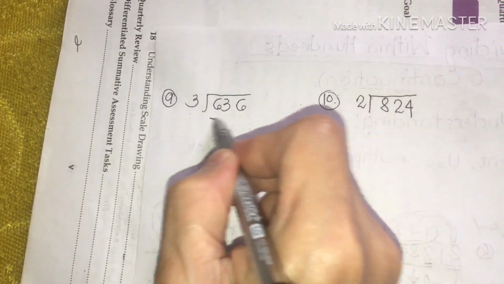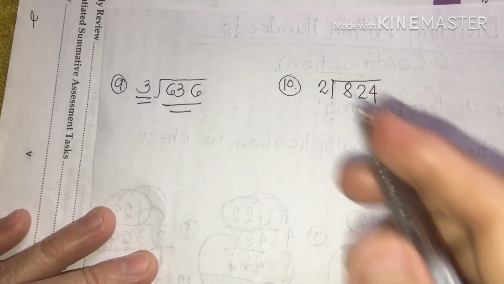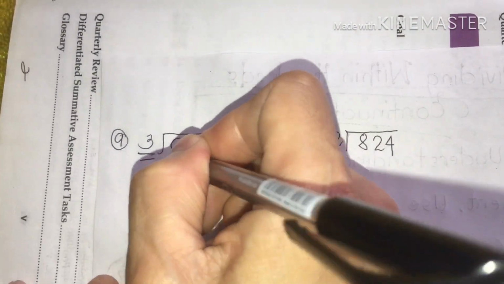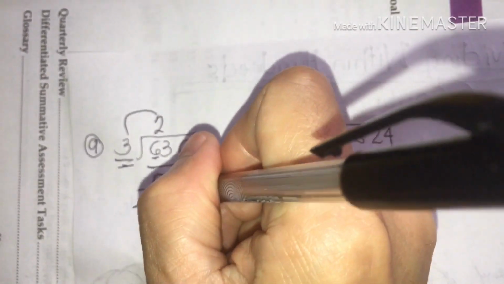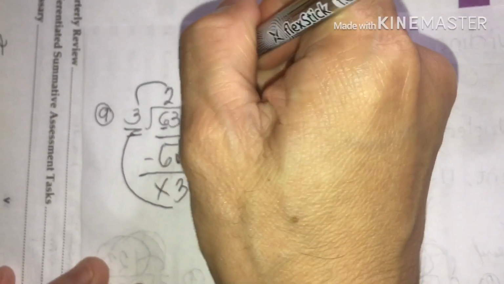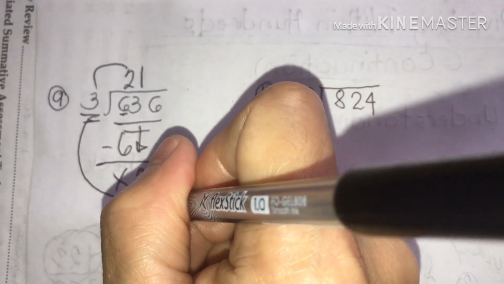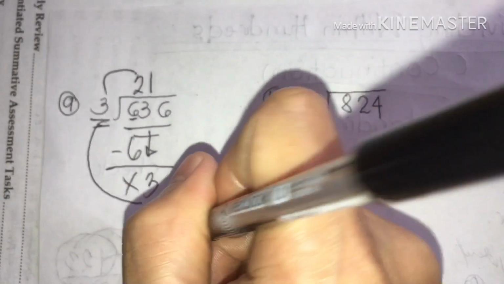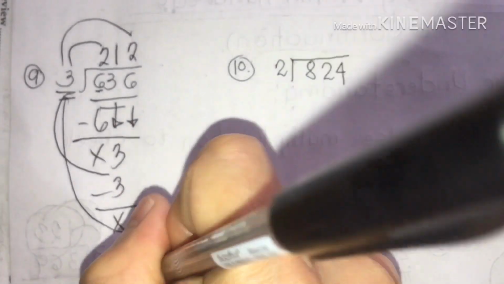We have our number 9, 636 divided by 3. Okay, so next we're going to divide 6 divided by 3 is 2. 2 times 3 is 6. Subtract, that is 0. Next, bring down 3, divide by 3, that's 1. Next, we're going to multiply 1 times 3, our product is 3, so 0. Bring down 6 again, divide by 3, that's 2, times 3, that is 6, that is 0, class. So our quotient is 212.